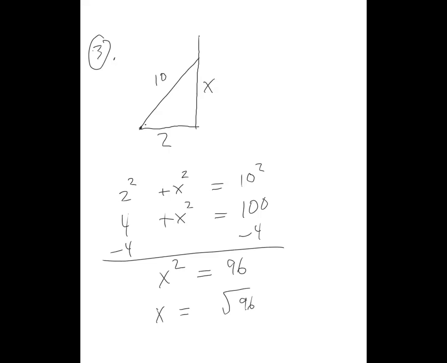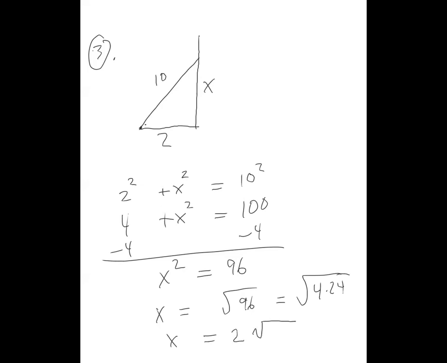Now, technically, it's positive and negative square root of 96, but the ladder can't be negative high. So it has to be positive. And then can you break down the square root of 96 in any way at all? 4 times 24, would that work? So if I could break apart the square root of 96 into 4 and 24, and then the square root of 4 is equal to 2, right?